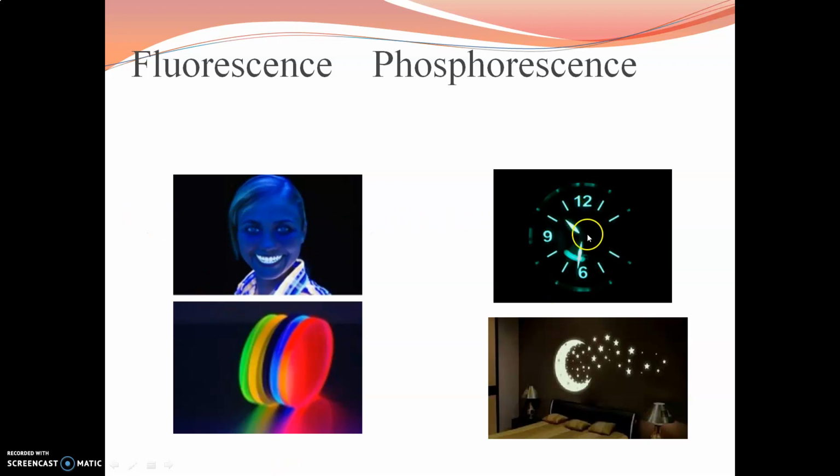Whereas for phosphorescence, the neon watches which we have, the stars which we decorate on bedroom ceilings: when the light is put on, it absorbs light, and when the lights go off, the emission takes place for many minutes, many hours also, depending on the quality of the material used. So this was fluorescence and phosphorescence. Fluorescence is for a fraction of seconds; absorption cut, so there is no emission. Phosphorescence takes place for a longer period of time by emission of light. Thank you so much.